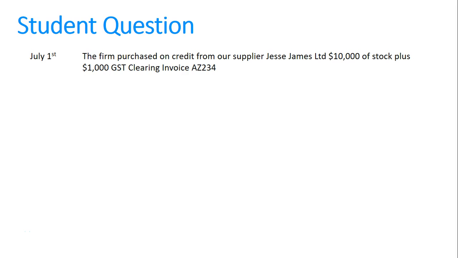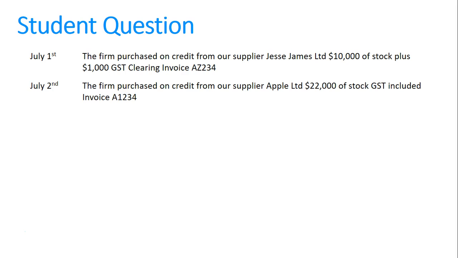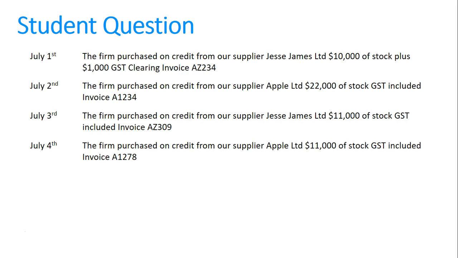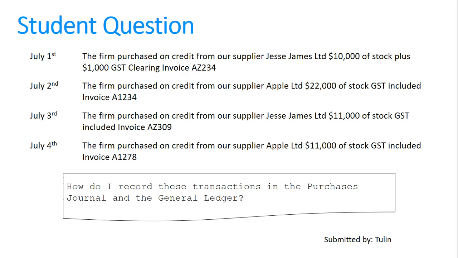Student question, we've got a bunch of transactions here. July the 1st, a firm purchased on credit from our supplier some stock. July the 2nd, bought some more stock from a different supplier. July the 3rd, bought some more stock. All these are on credit. We can see they've all got invoice numbers, which implies credit. And July 4th, the firm purchased more stock on credit. The question we've got is, how do I record these transactions in the purchaser's journal and the general ledger?